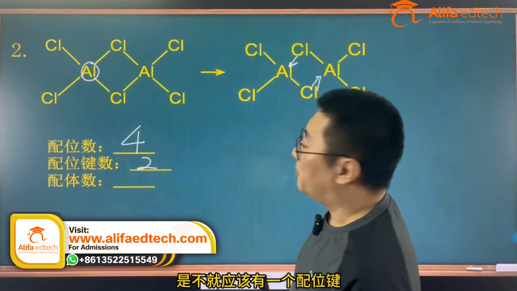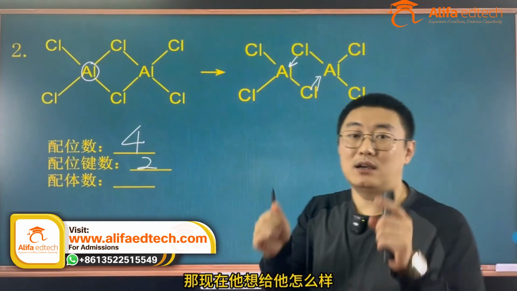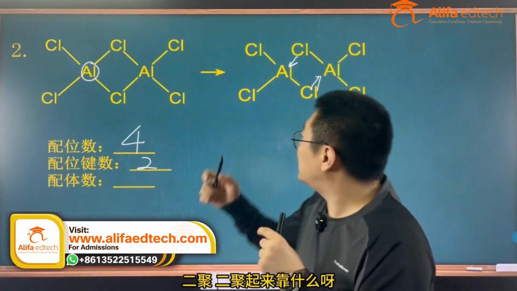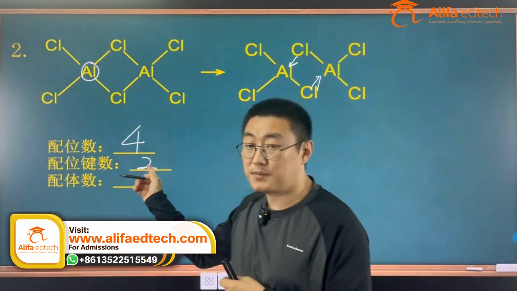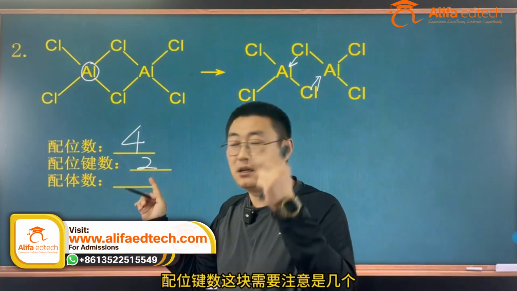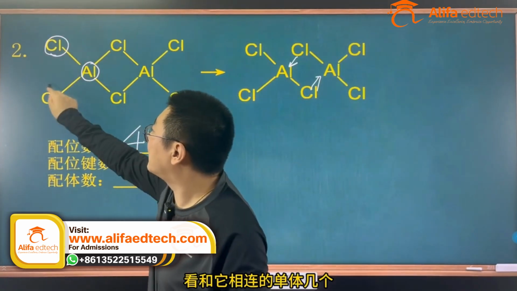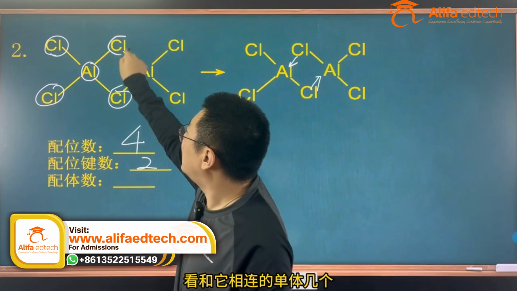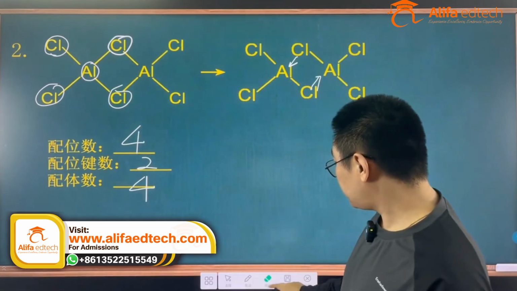Originally, we had 1 iron chloride, 1 iron chloride. So what happens when they combine? How do they dimerize? What holds them together? They're held together by these coordination bonds. So the number of coordination bonds here is important. How many are there? 2. The ligand number: after finding the central atom, look at the connected monomers. How many? Counted 4. Okay, let's look at the third one.